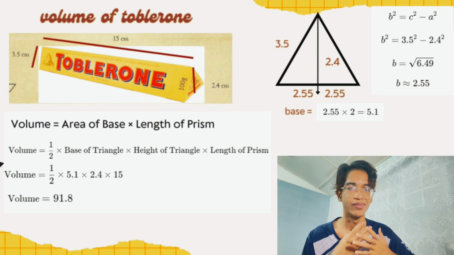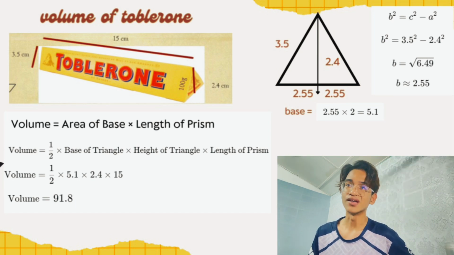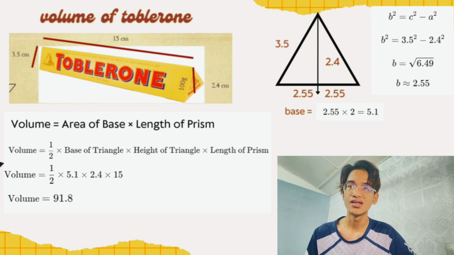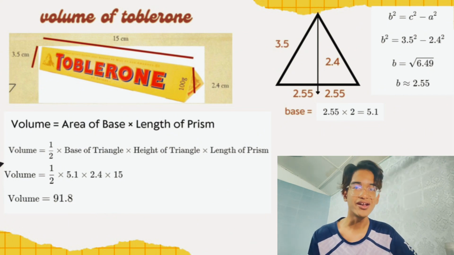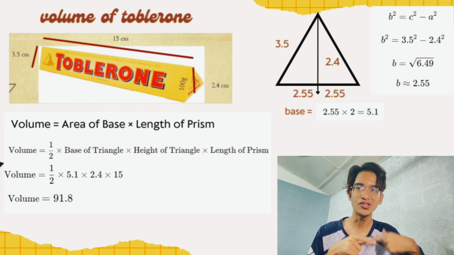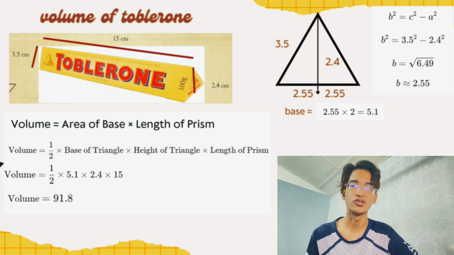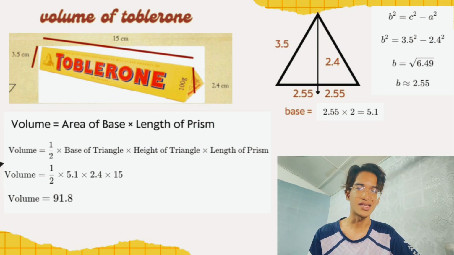Since we have the base already, we can use the formula of the volume. The formula of volume is area of base multiplied by length of prism. We know the area of the base is a triangle, so we can substitute the area of base by the area of triangle: 1/2 times base of triangle times height of triangle times length of prism.